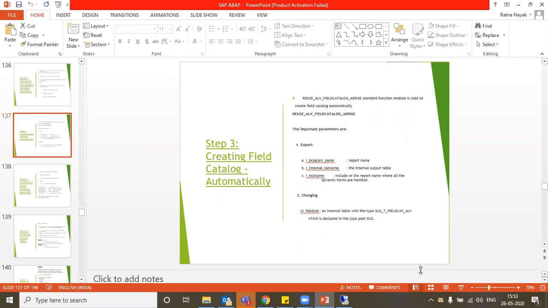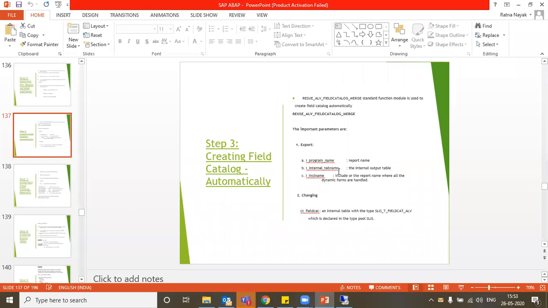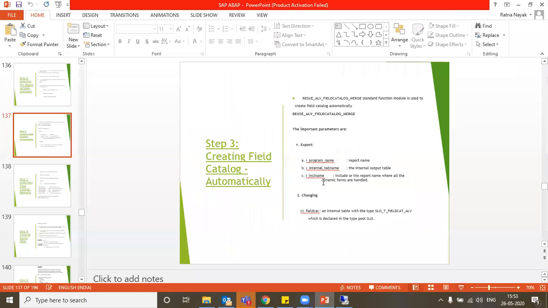So here, that day we studied about creating a field catalog manually. But here we'll study how you can create it automatically. For that, you need to pass these three values in the function module: the program, the internal table name, and the include. What is this include? You need to create a structure. So what features is the field catalog giving?